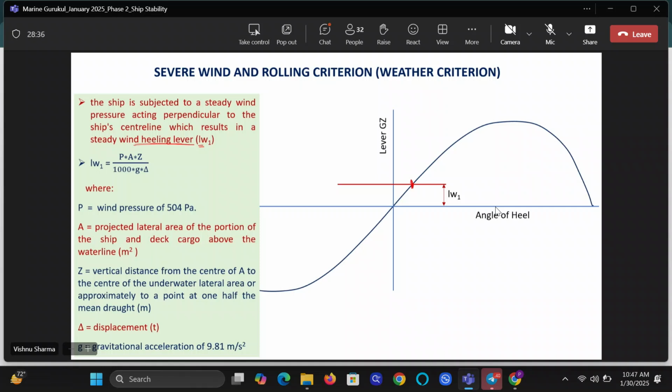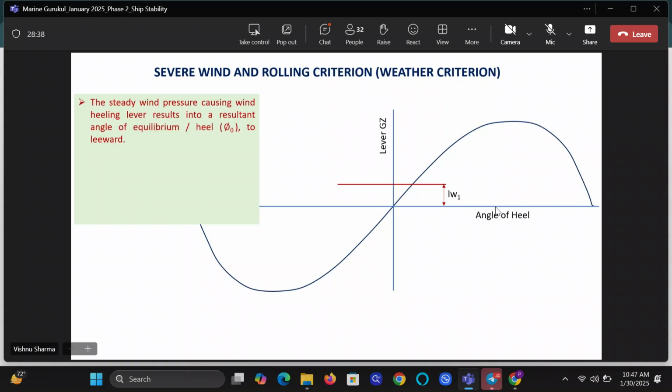Now, this LW1, see what is written here. The steady wind pressure causes the wind heeling lever, resulting in a heel of phi 0 degrees. And which side will the vessel heel? The ship will heel to the lee side. So this angle is phi 0. That means this wind causes the vessel to heel to phi 0. All clear up to this time, guys? Clear?